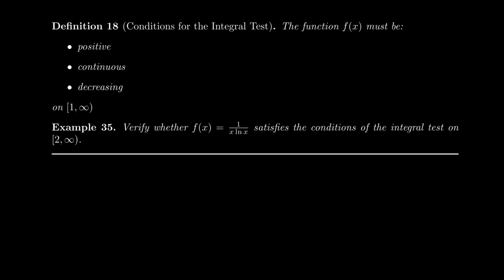Specifically, the function has to be positive, always. It has to be continuous. That is, it can't have any weird stuff going on. It can't have any weird holes in the graph. And it has to be decreasing for every number from 1, including 1, up to infinity.